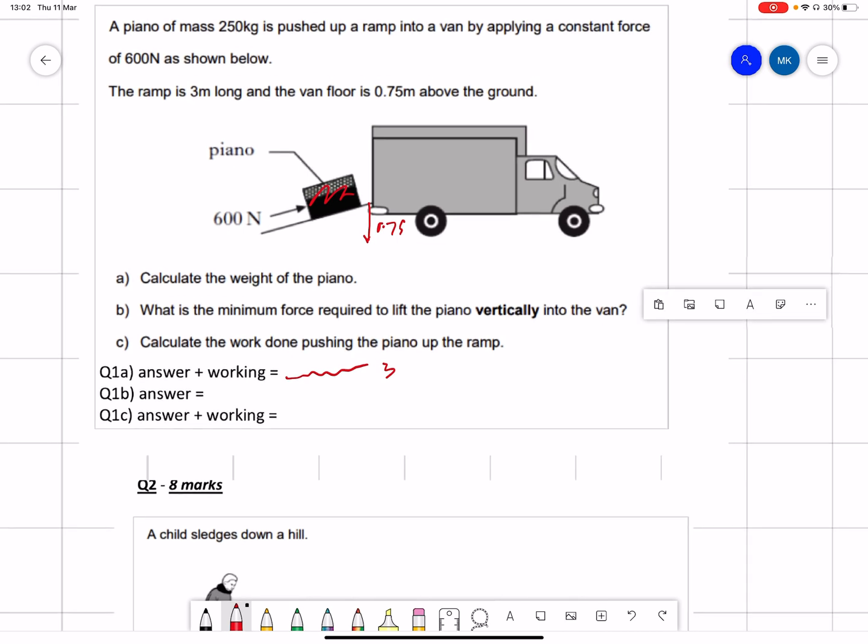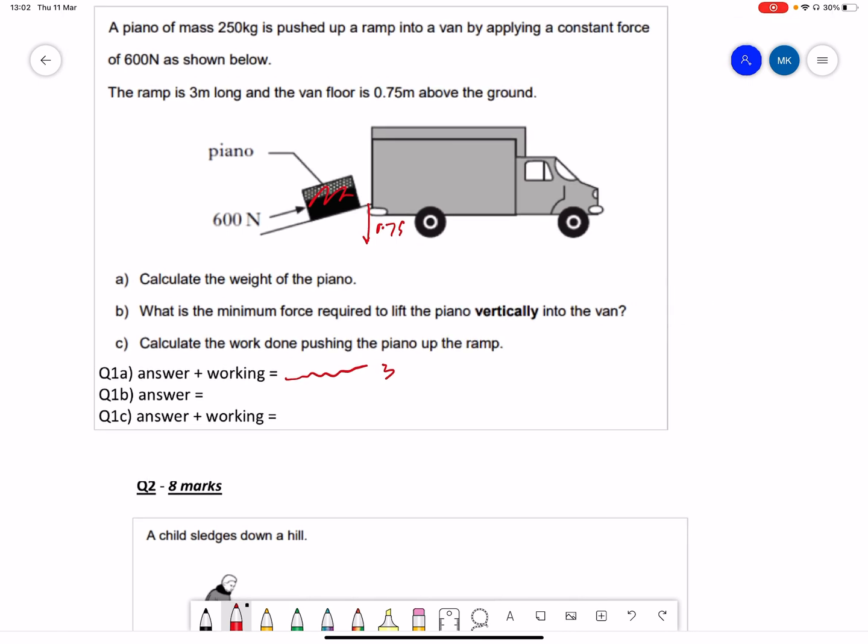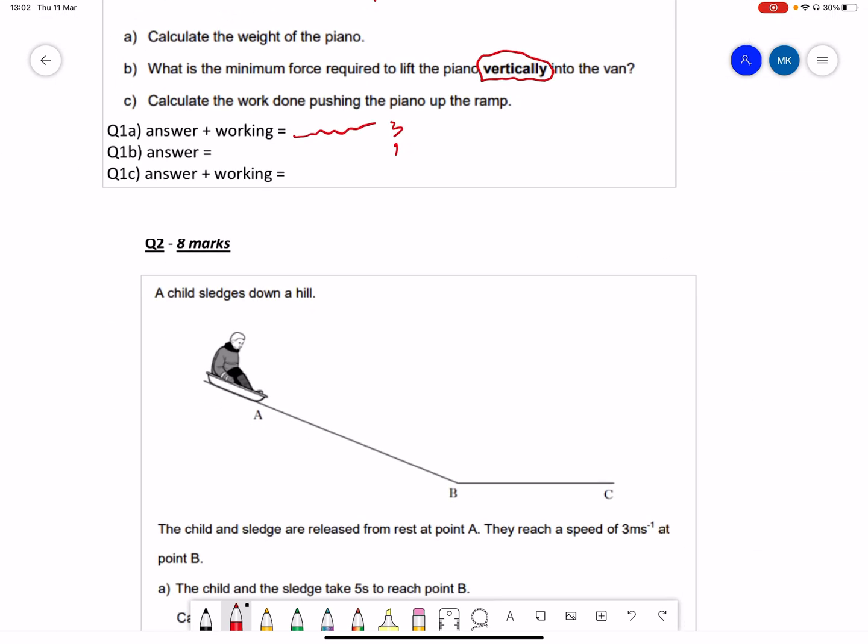B, what is the minimum force required to lift the piano vertically? And we put that in bold for you, vertically. And that's only worth 1 mark, so there's no equation there. It's a little bit of a hint. And then C, calculate the work done by pushing the piano up the ramp. We did the work done equation last week, so that should be easy enough.